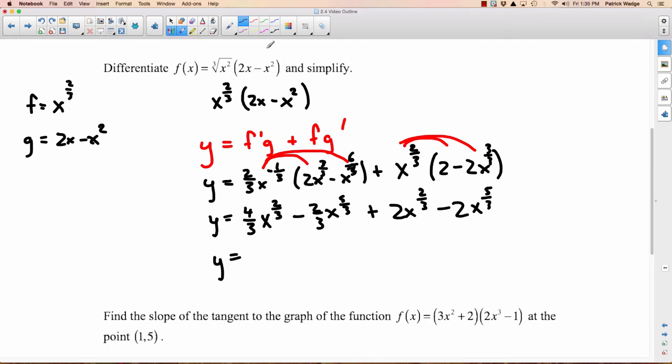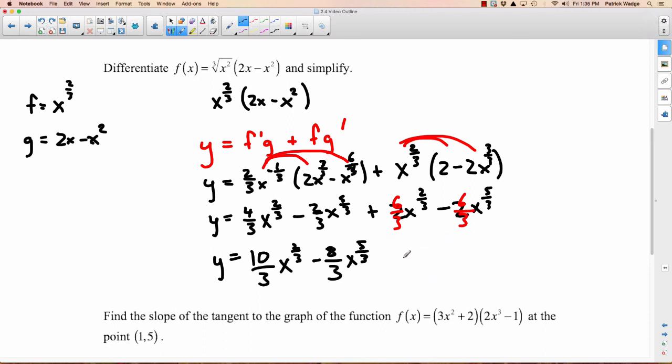Oh boy, again, if we get common denominators with the 3 on the bottom, 2 is the same as 6 over 3. So you have 4/3 plus 6/3 is 10/3, and we just keep the x to the 2/3 the same. Then we have minus 2/3 and minus 2 x to the 5 over 3, so like terms. Again, why don't we get common denominators? So it would be 6 over 3 again. Negative 2/3, take away 6/3 is negative 8/3 x to the 5 over 3. I think that's a pretty awesome answer.